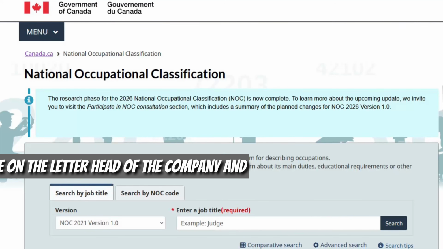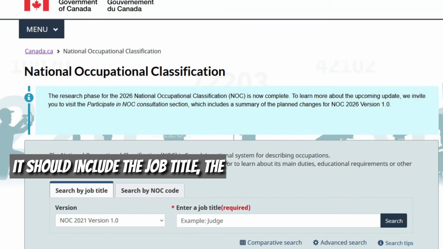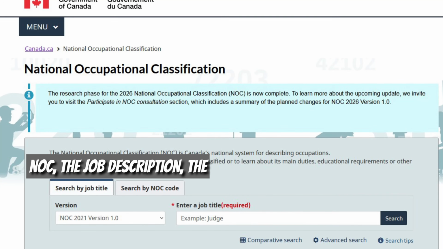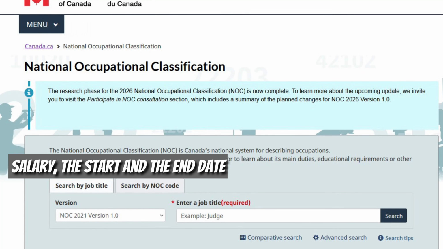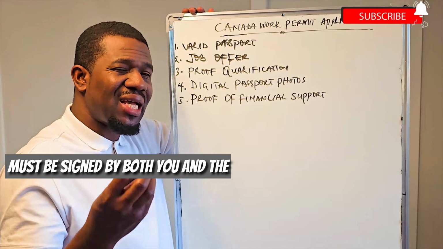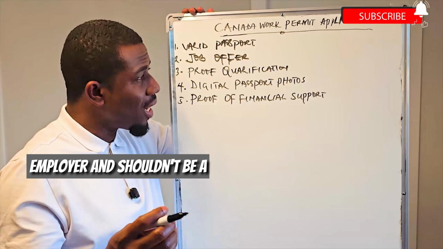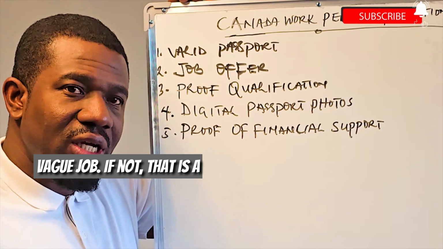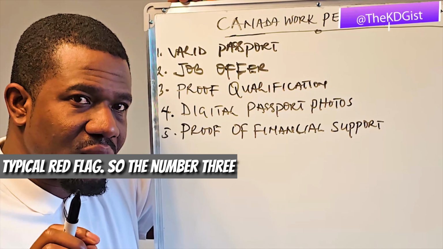It must be on the letterhead of the company, and it should include the job title, the NOC, the job description, the salary, the start and the end date, and the location of the job. It must also be signed by both you and the employer, and shouldn't be a vague job. If not, that is a typical red flag.